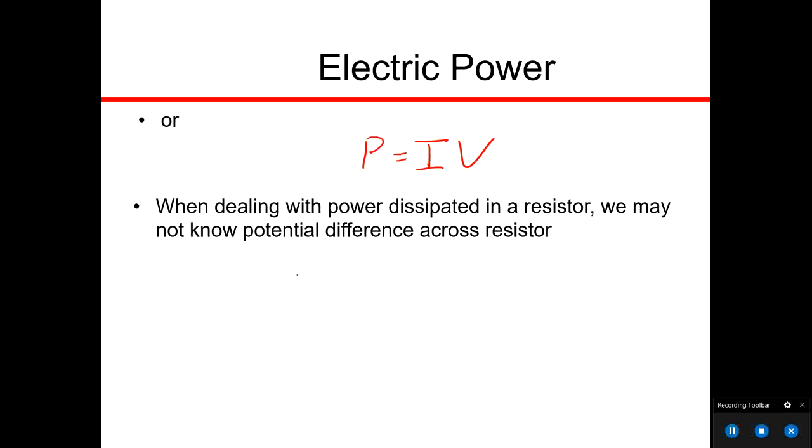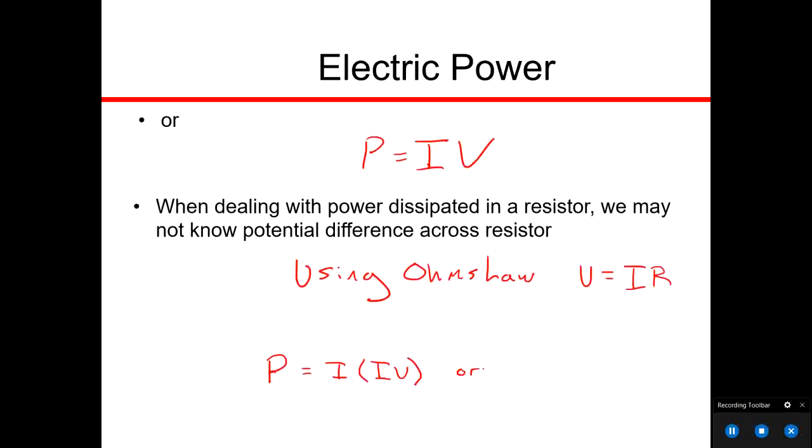So using Ohm's law, if you remember, in simplest terms, V equals IR, voltage equals current times resistance. Then, substituting this in, we get power is equal to I times IR, or power is equal to I squared R.